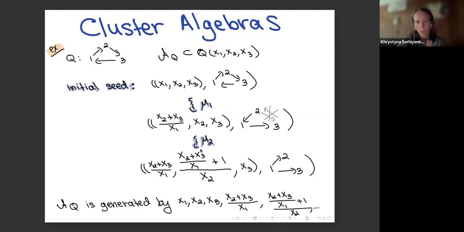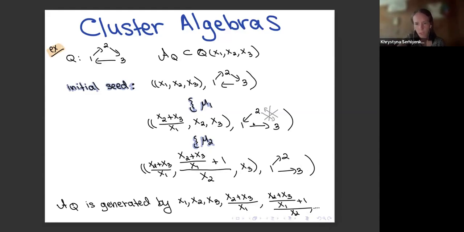I'm going to take it. So that's my product of the arrows coming out of 2. That's the product of the variables for arrows coming into 2. Divide by the old variable in position 2 here, and that's your new cluster variable. And this would be the quiver mutation.